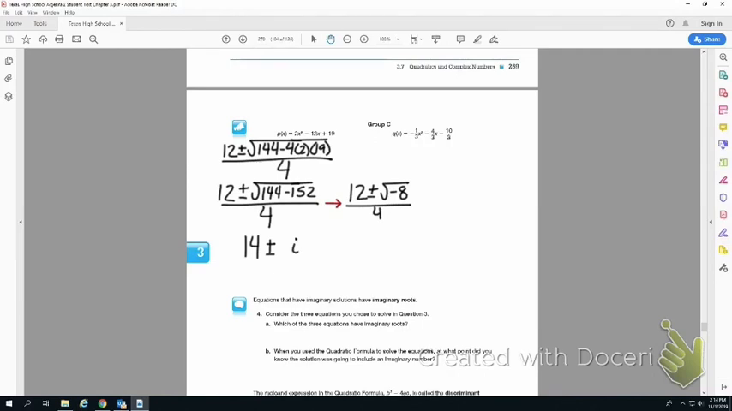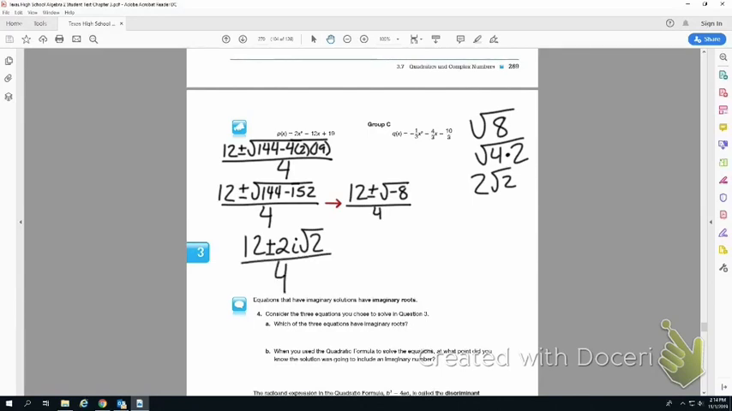So now I need to simplify the square root of 8. What is the largest perfect square I can divide 8 by? 4. That becomes 4 times 2. What is the square root of 4? 2. So I've got 12 plus or minus 2i times the square root of 2 over 4.